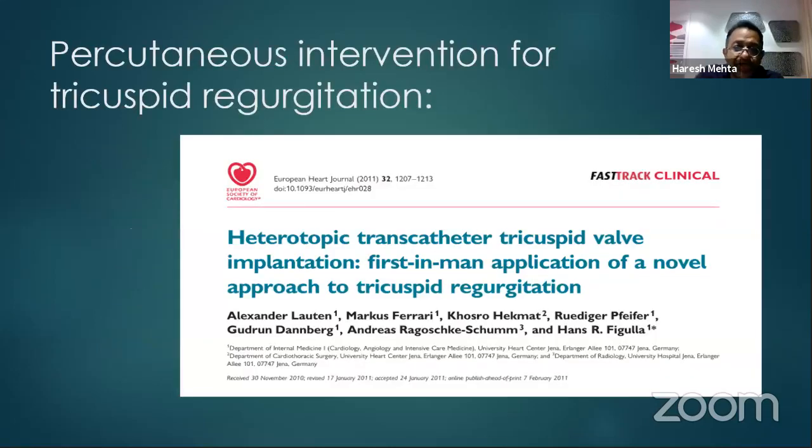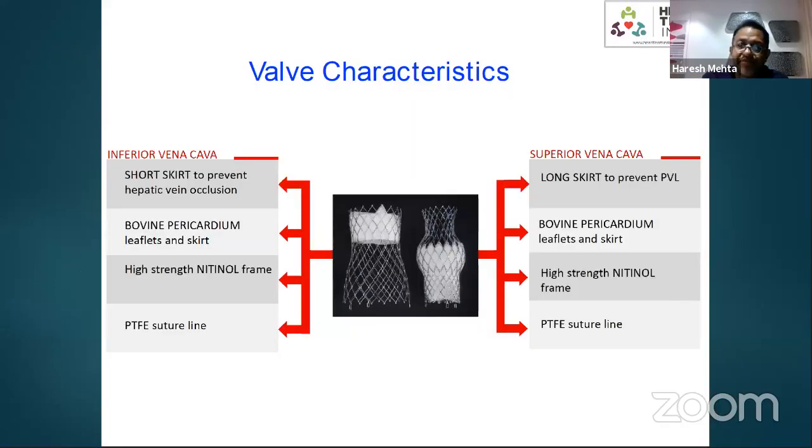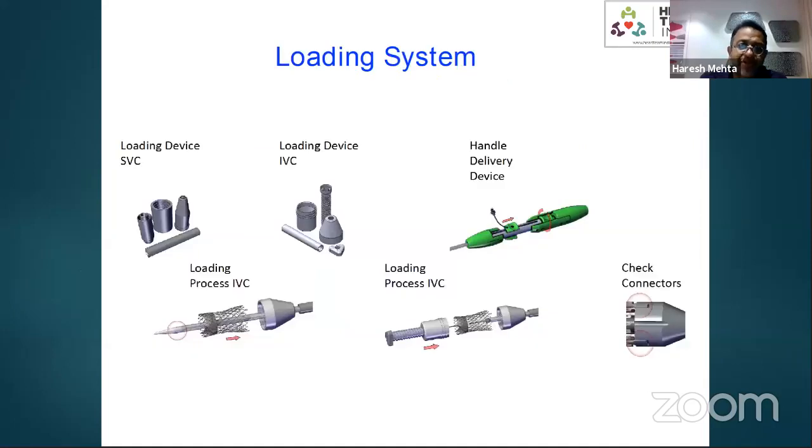So we looked into the literature and we read the first-in-man application of the approach to tricuspid regurgitation, which was by Dr. Hans Figulla. We read and understood more about the valve. This is how the valve looked, but the delivery system was not as simple. I'm not going to go into the details of the valve, as this has been described already. But this was how bad the loader used to be at that time. We had to take about half an hour to 1 hour to load a valve. I'm told now it's already preloaded.